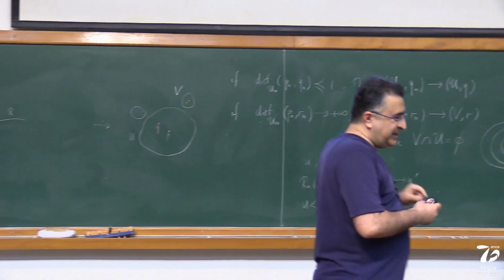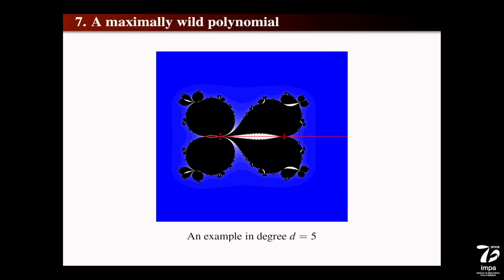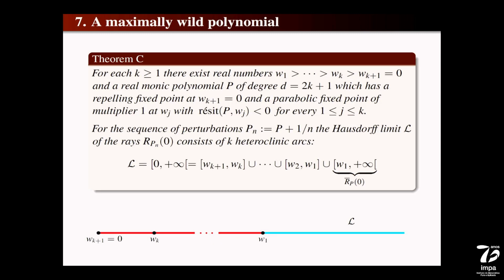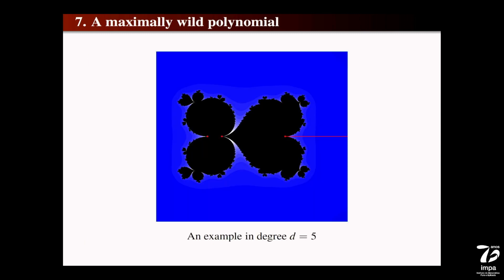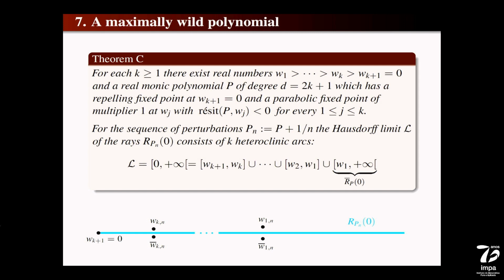So let me just tell you that in this theorem, when you take the perturbation, these points have a pair of complex conjugate multipliers that as n goes to infinity, they go to 1. Those multipliers go to 1. But they go to 1 horocyclically. They can't go to 1 tangentially, for example. It follows from the construction.